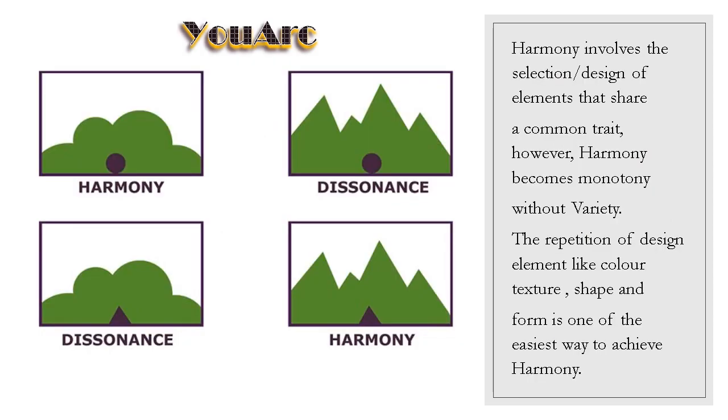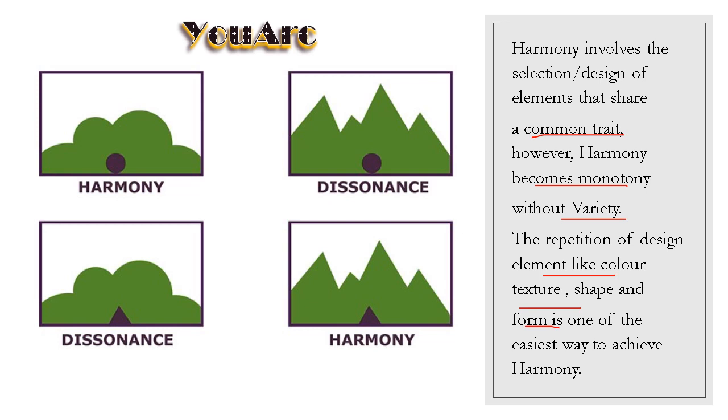So let's talk about harmony here. Harmony involves selection of designs or elements that share a common trait. However, harmony becomes monotony without variety. So we have to find the elements that are in harmony, which means they follow a common trait or common characteristics between them. Repetition of elements like color, texture, shape, and font is one of the easiest ways to achieve harmony.